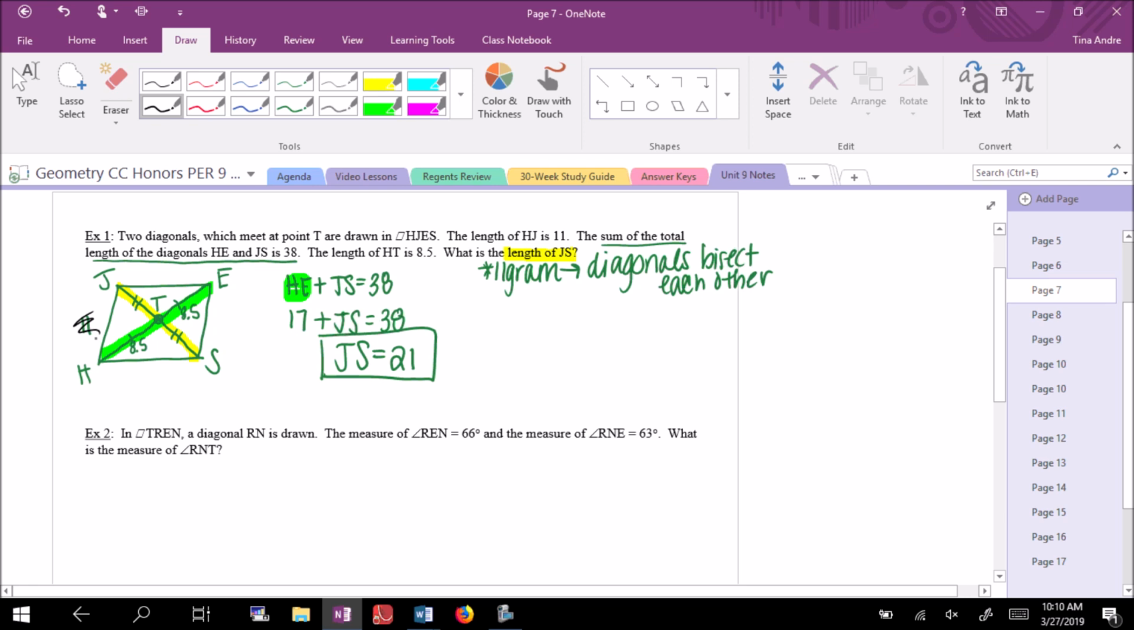So notice in this problem, I didn't use that 11. That was just a distractor. So be careful of that. Sometimes you'll be given extra information that isn't necessary to solve the problem. So just be aware of that.